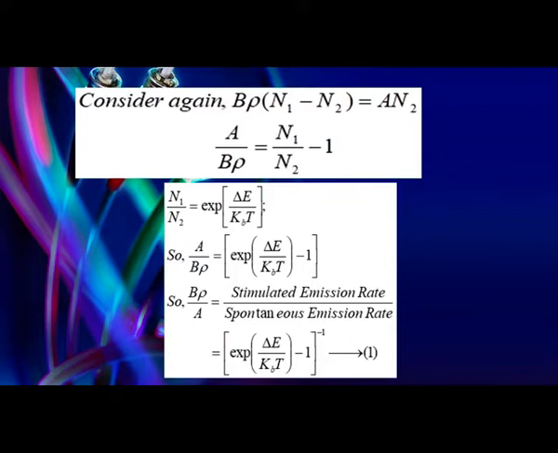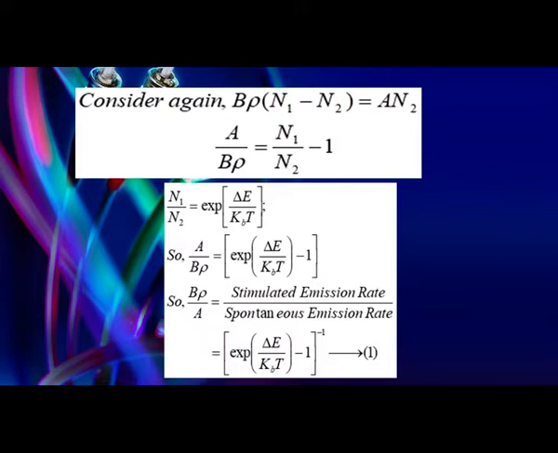Consider again another equation. In this equation, skipping a few steps, B rho (n 1 minus n 2) is equal to A n 2, when you equate this. Then A, the spontaneous emission rate, Einstein's spontaneous emission coefficient, divided by B rho. A represents the spontaneous emission rate, B rho represents the stimulated emission rate. Then this comes as n 1 divided by n 2 minus 1. You can simplify this equation as you go through.